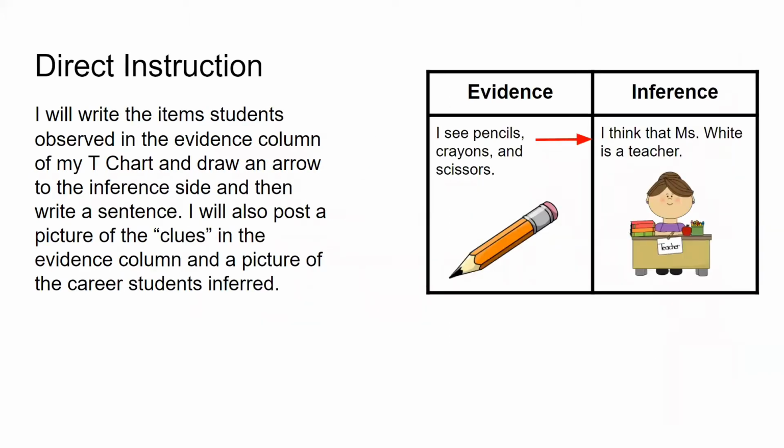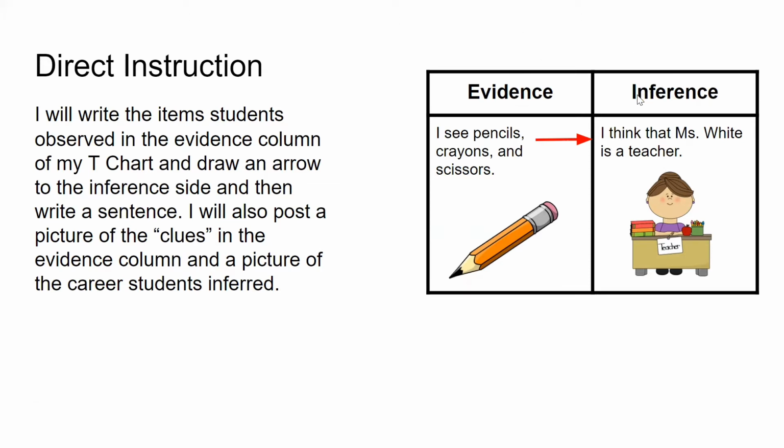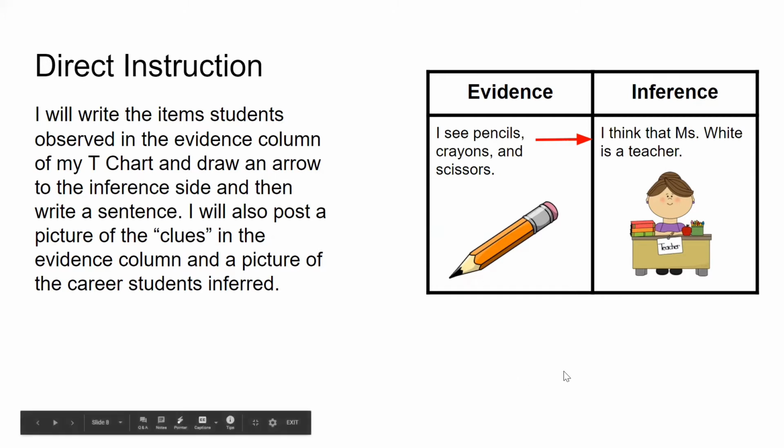In the direct instruction portion, I will write the items students observed in the evidence column of my T-chart and draw an arrow to the inference side and then write a sentence. I will also post a picture of the clues in the evidence column and a picture of the career students inferred. On the right is just an example of what this chart might look like with evidence in the first column and inference in the second column. I see pencils, crayons, and scissors, so I think that Miss White is a teacher.